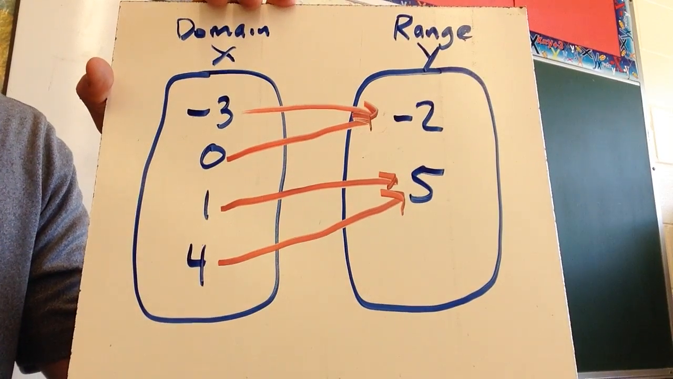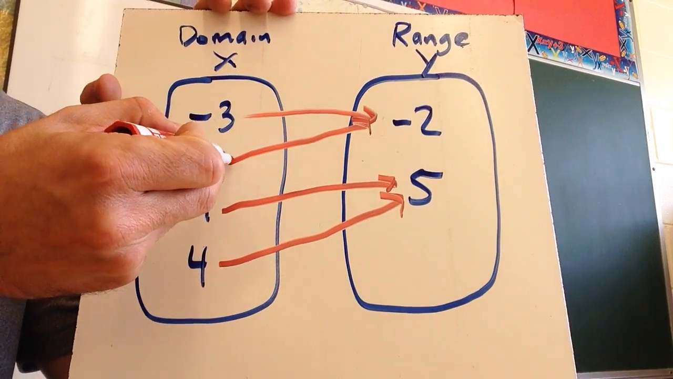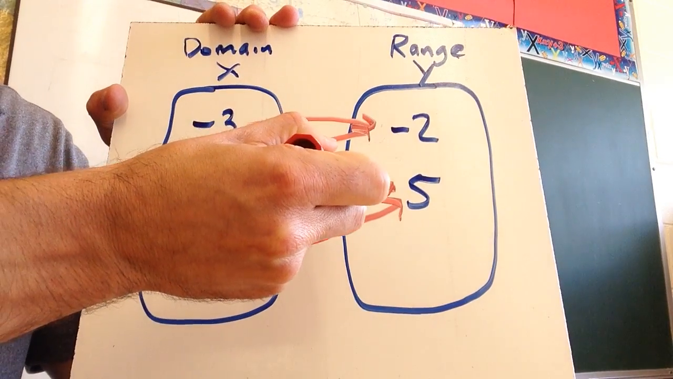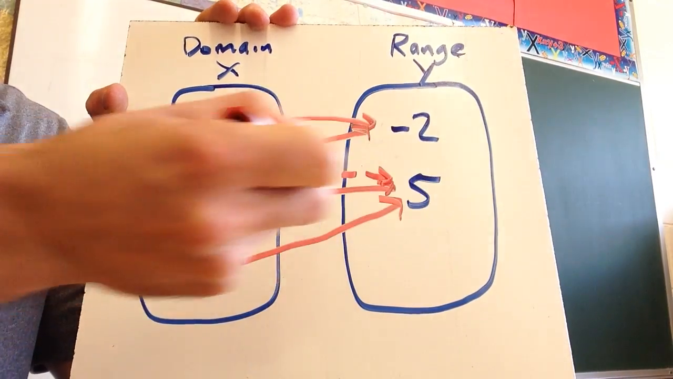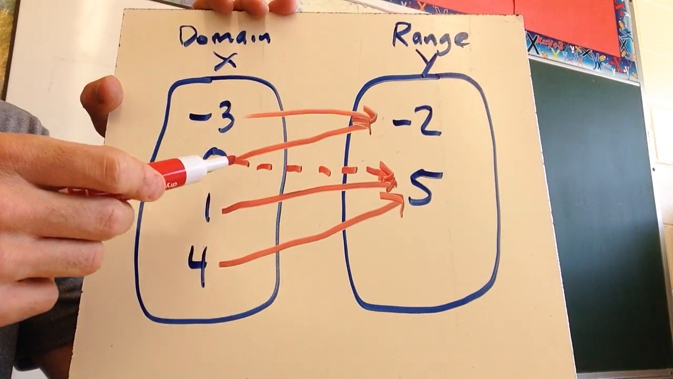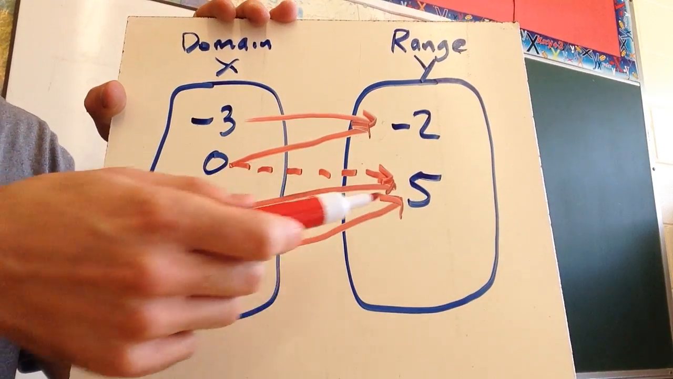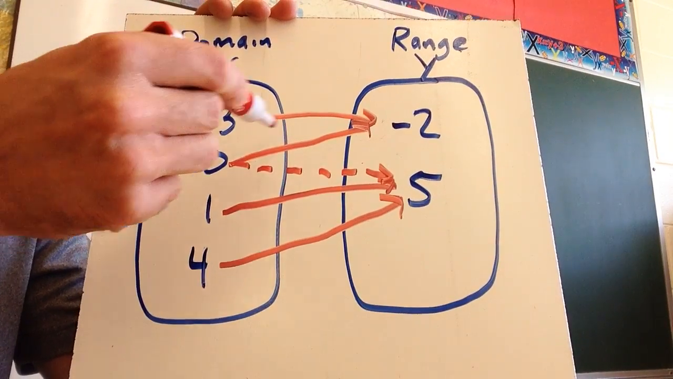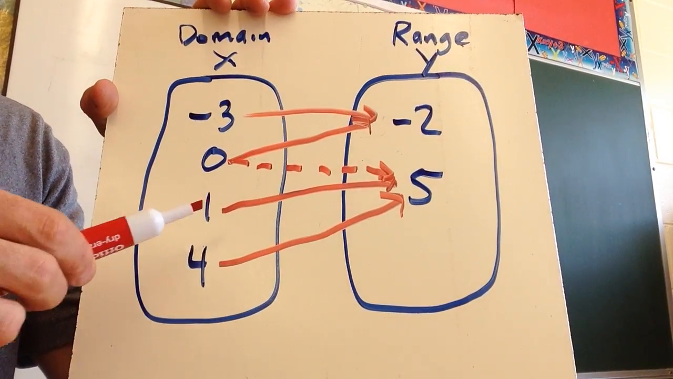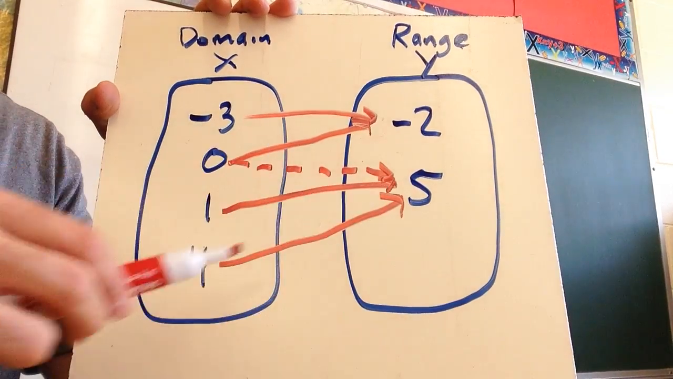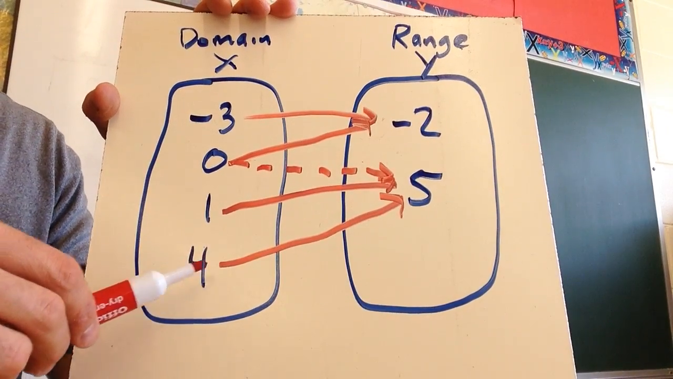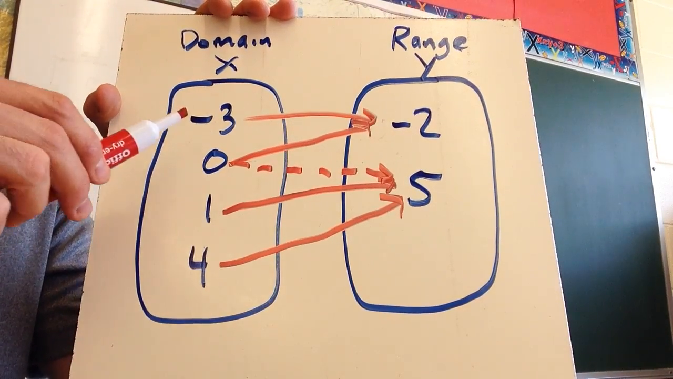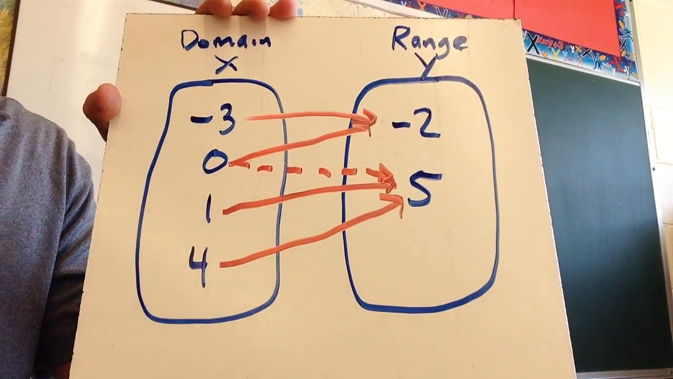The way this would not be a function is if you were to have this, I'll draw it as a dotted line, this 0 ended up going both to -2 and to -5. So in other words, if I put a 3 into this function, -2 would come out. If I put a 1 into this function, 5 would come out. If I put a 4 into this function, 5 would come out. And all that's okay because only one number comes out when I put a number in.